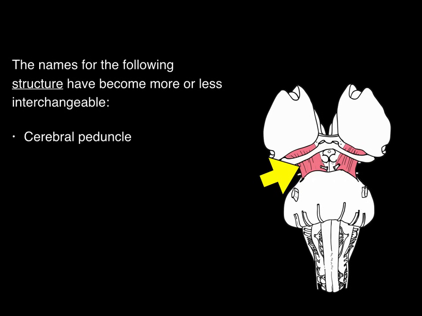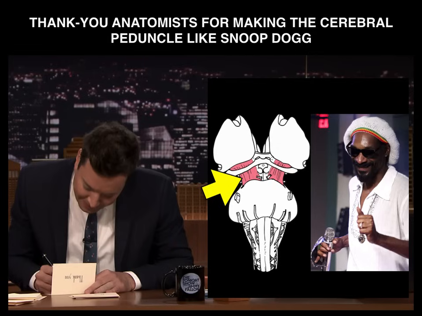Now the names for the following structure have become more or less interchangeable. We call this the cerebral peduncle. But also now it's become known as the crus cerebri, or also the basis pedunculi. And so thank you, anatomists, for making the cerebral peduncle like Snoop Dogg. All those names mean the same thing.